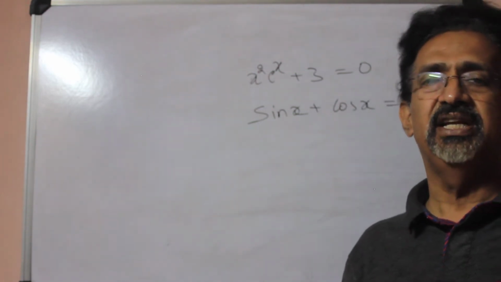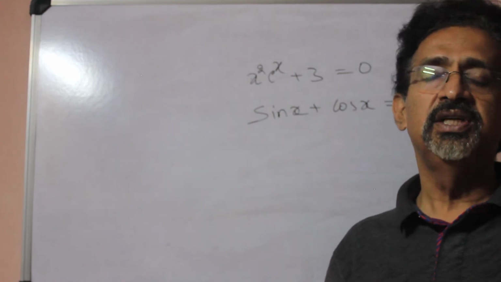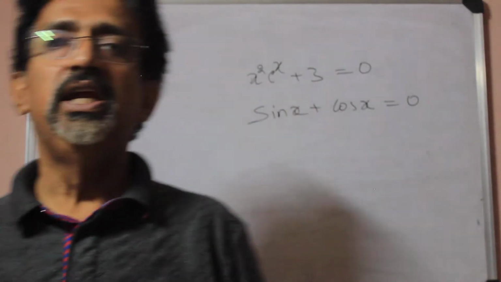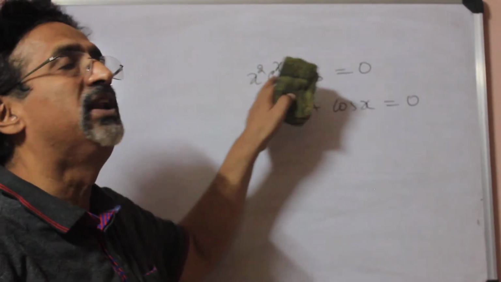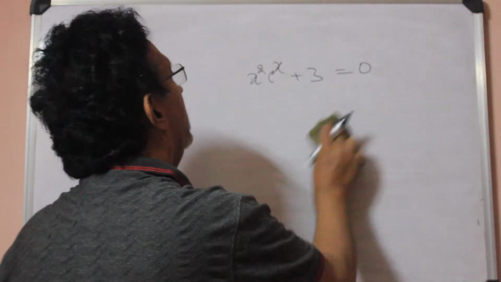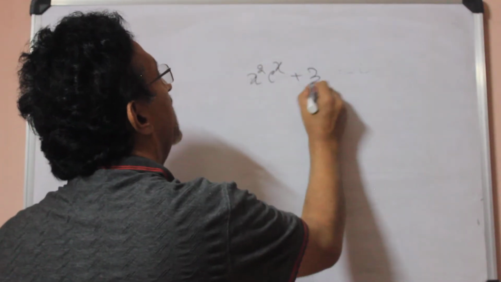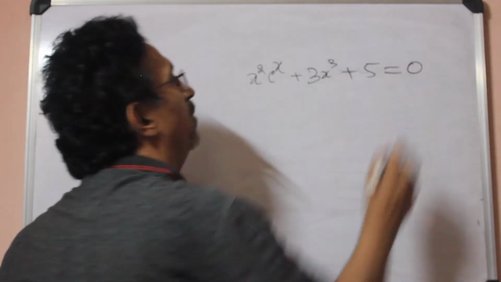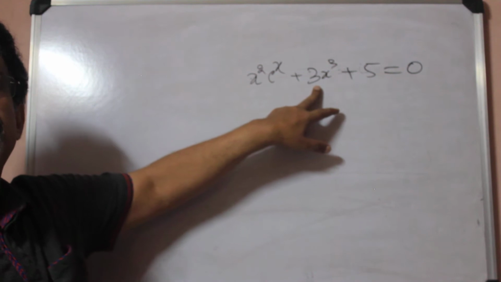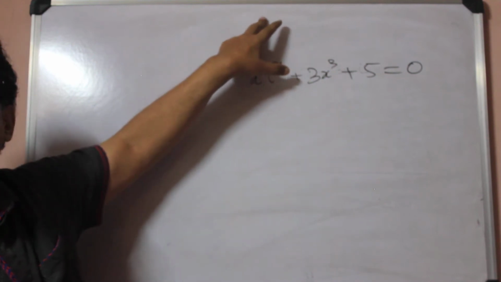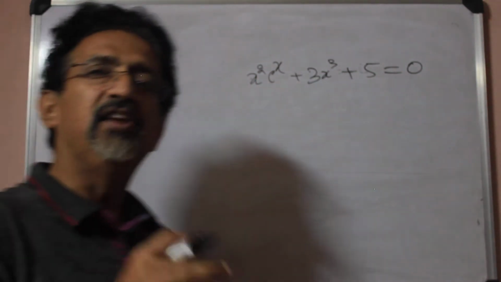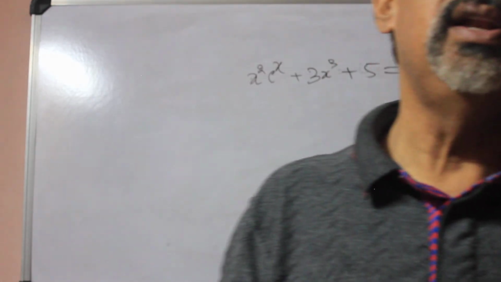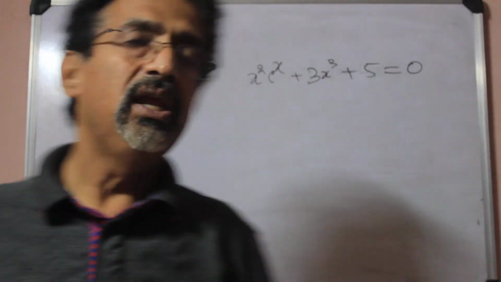So a transcendental equation may consist of exponential terms, it may consist of logarithmic terms, it may consist of trigonometric terms combined with polynomial expressions. Like this, x squared e raised to x plus 3x cube plus 5 is equal to 0. This 3x cube is a polynomial expression, whereas x squared times e raised to x is the exponential expression. Such complicated equations are called transcendental equations, right? So we go for numerical methods for solving such equations.